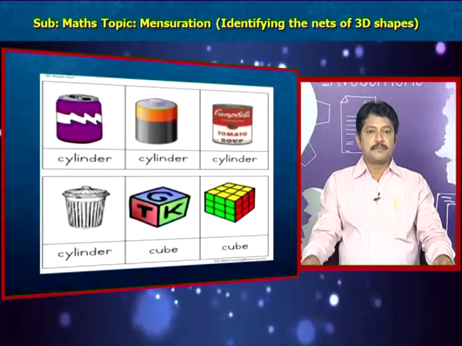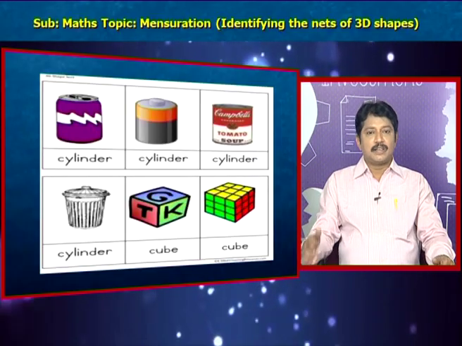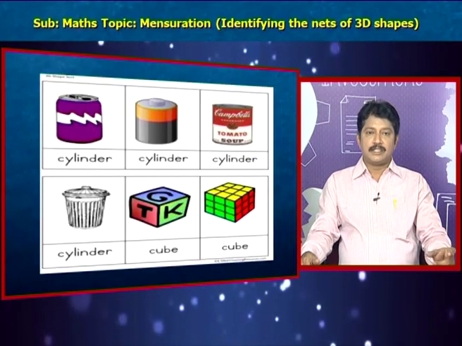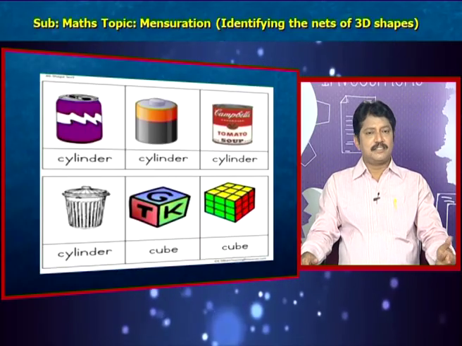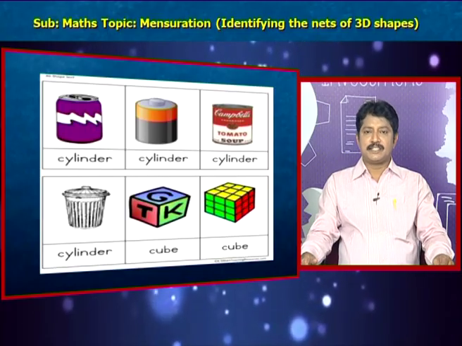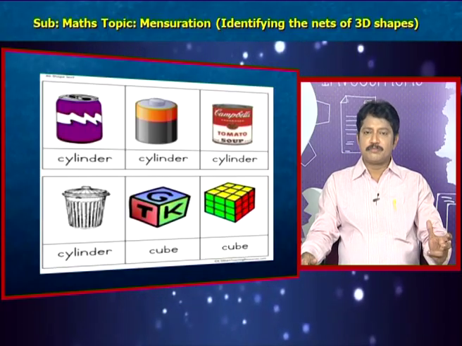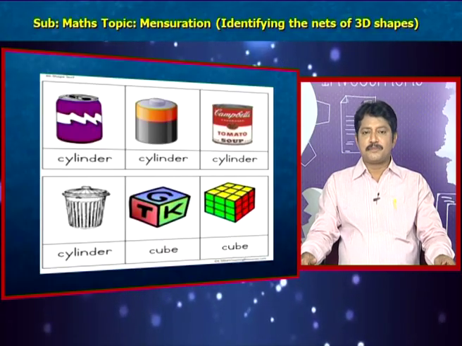So, especially for this mensuration chapter, the formulas are more important. Different kinds of 3D shapes. One is called a cylinder. Okay. Now we will observe, the Coca-Cola drink bottle is in the shape of a cylinder. The electrical cell is in the shape of a cylinder. Okay. Tomato soup tin is in the form of a cylinder. Of course, a dustbin also is in the form of a cylinder.